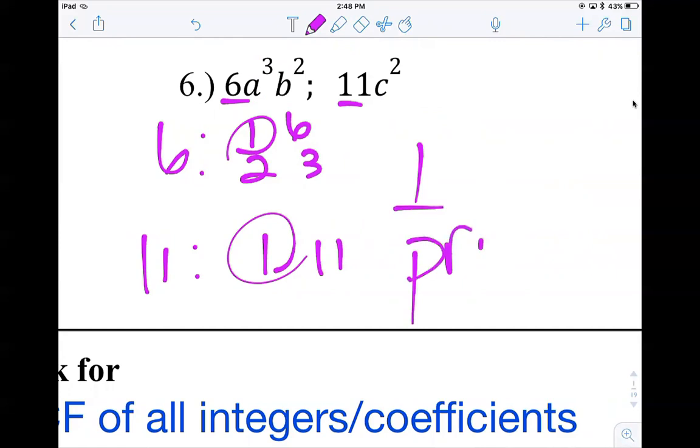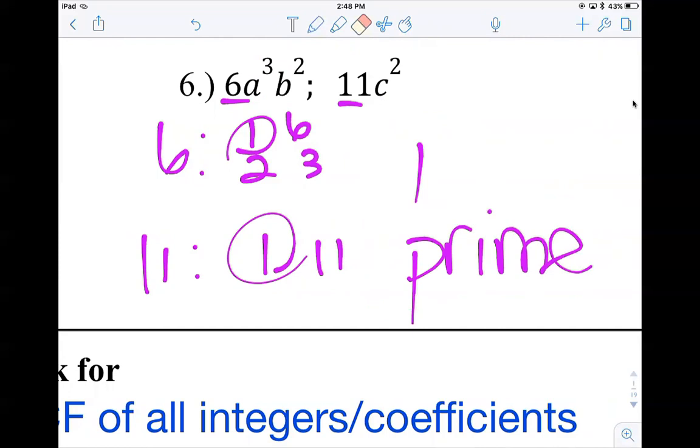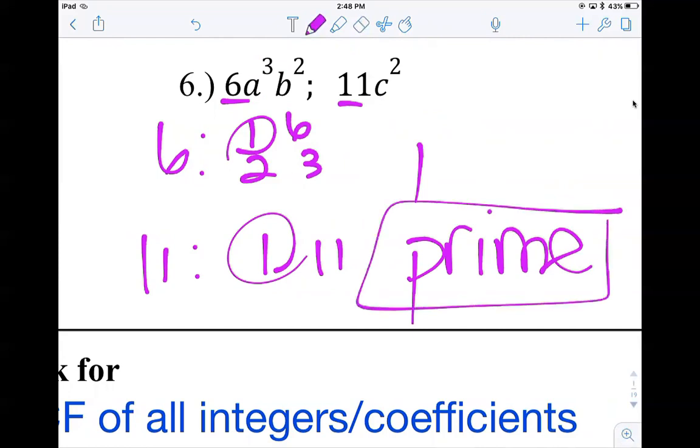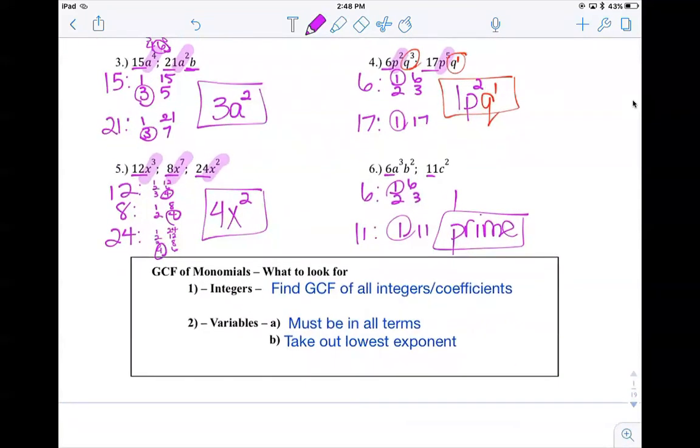And what we say when it is just the number 1 is that it's prime. So they have nothing in common, besides the number 1. So we would say that that is a prime GCF. So at the bottom here, what to look for? So for integers here, you're going to find the GCF of all integers or coefficients. Remember, coefficients, the number that's in front of the letter. And variables, to find the GCF of that, it must be in all terms, and you have to take out the lowest one. So they all have to have that letter, and then you're going to take out the smallest amount.